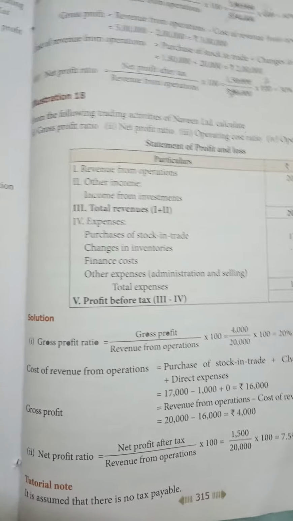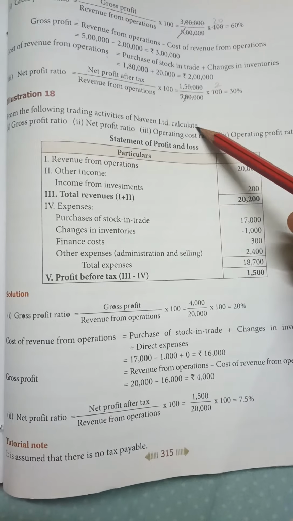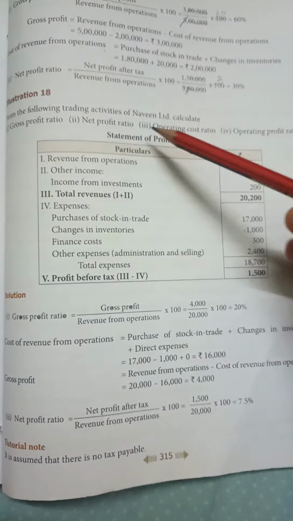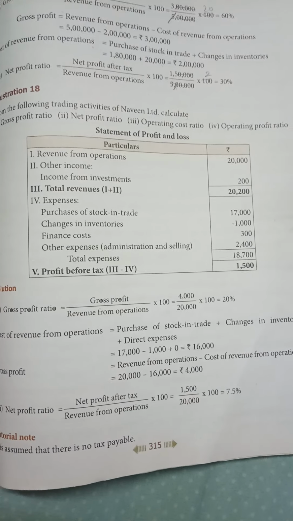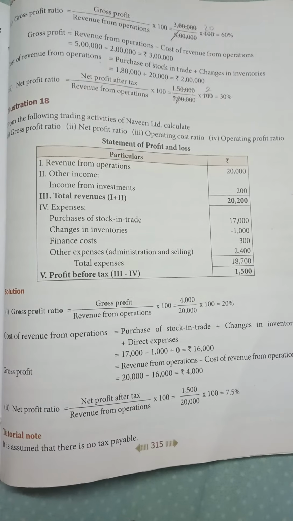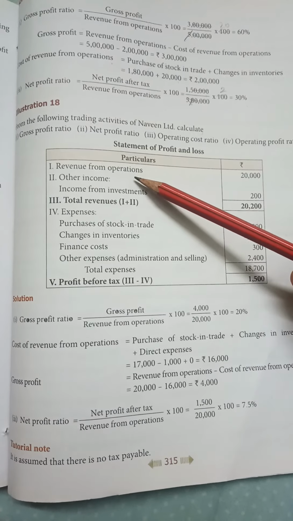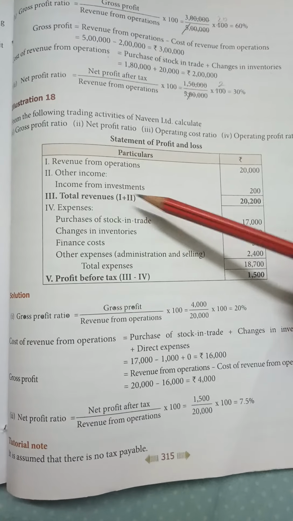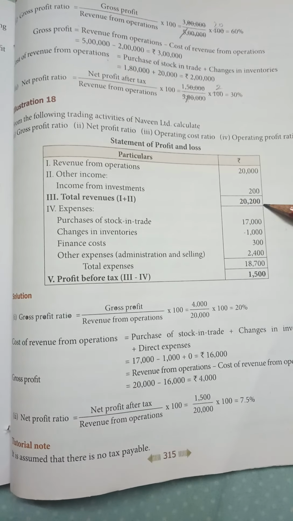Station 18. From the following trade activities of Naveen Limited, calculate gross profit ratio, net profit ratio, operating cost ratio, operating profit ratio. You again have statement of profit or loss wherein you have details of revenue from operations, other incomes, that is income from investments as 200. So total revenue of 20,200.